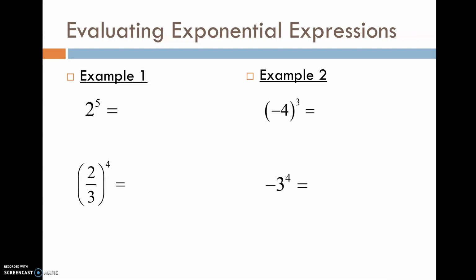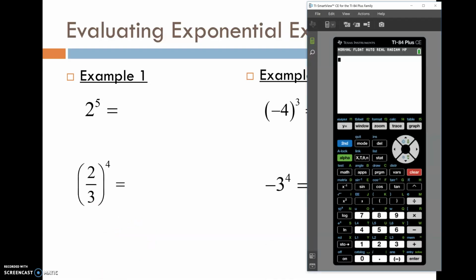Grab your calculators. Let's practice entering these in our calculator. You could do this by hand without a calculator if you wanted to. You could do 2 multiplied 5 times and just keep track of it in your head. Or we can use the calculator.